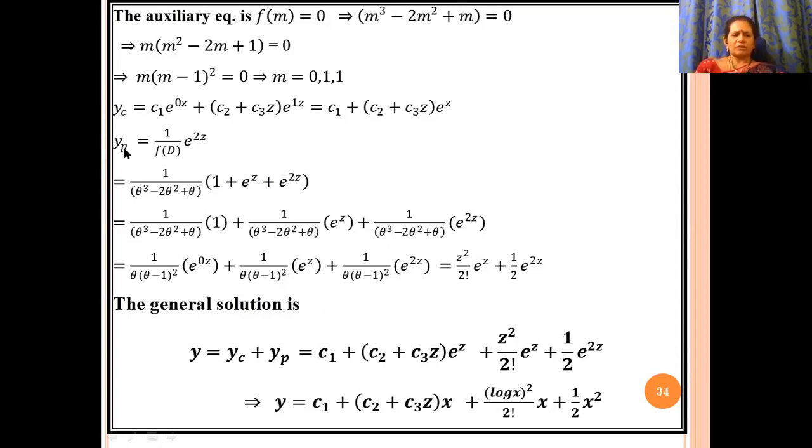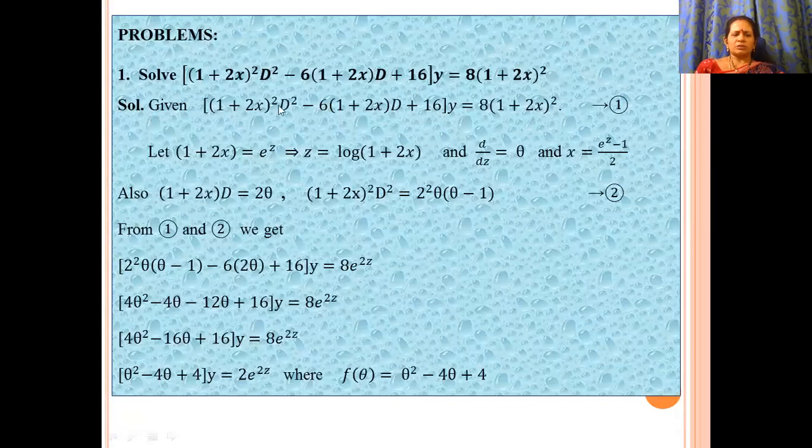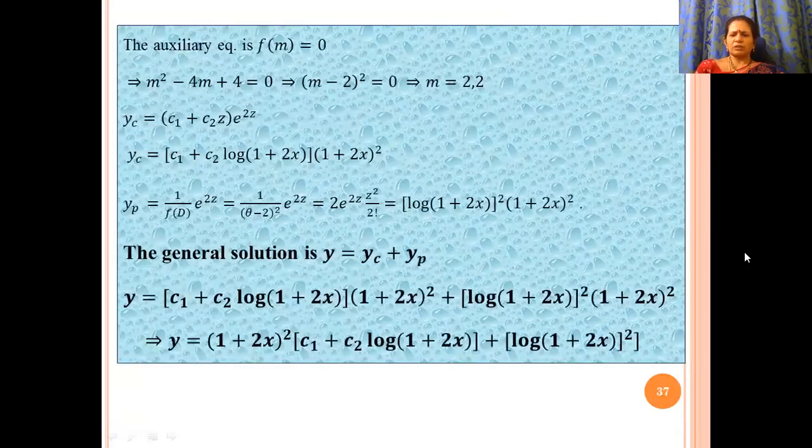So after getting YP, you can write down the general solution. Now Legendre's equation. This is a form of Legendre's equation, and these are the problems of Legendre's. Convert into the Legendre form and we get f of theta. After that, find the auxiliary equation. We get two repeated roots. From that, write down YC, the complementary function.